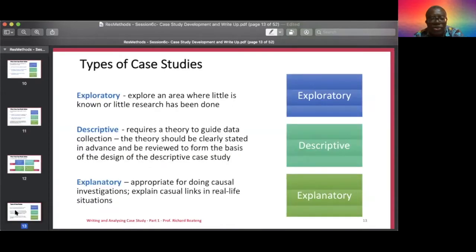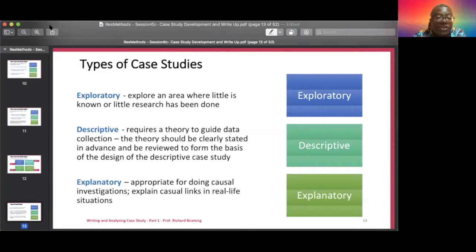Okay. So in relation to what we said earlier about why we do case studies, it means that we can have an exploratory case study to explore an area where little is known or little research has been done. And then we can also do what we call a descriptive case study, in which we need to describe what is happening within a particular phenomenon.